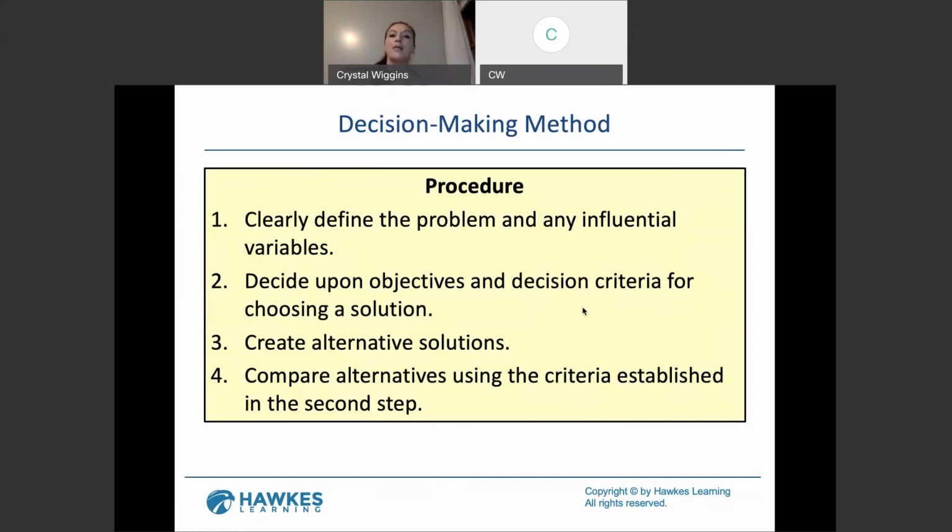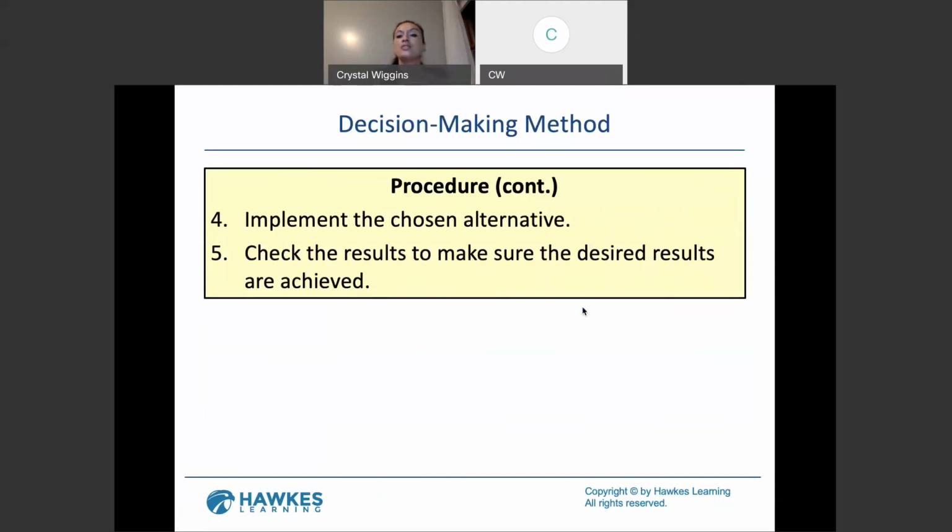We were talking about in chapter one how if you targeted college students, you need to make sure that you don't survey the faculty members because they're not in your target population. So everything needs to be clear and you need to follow your defined experiment and your variables. You need to implement the chosen alternative and check the results to make sure the desired results are achieved.